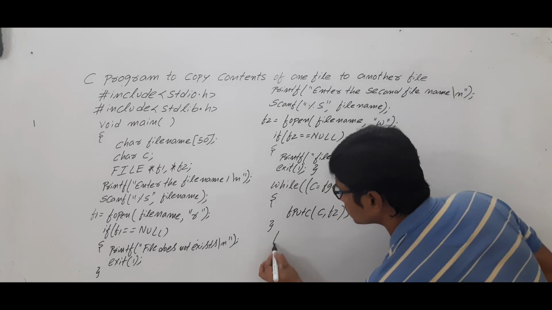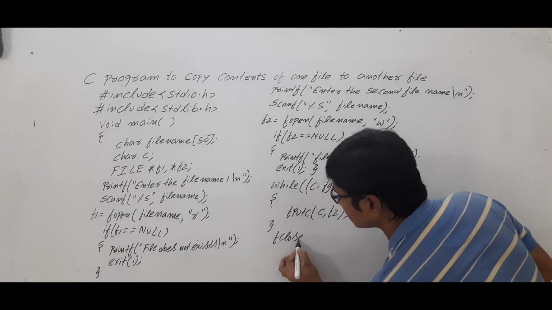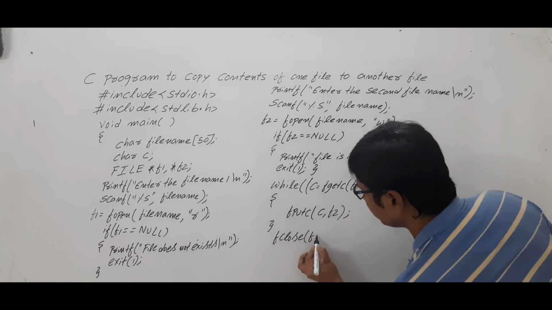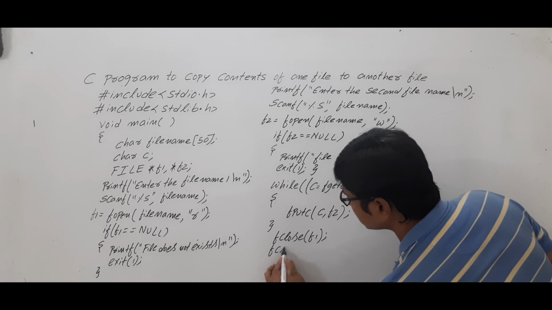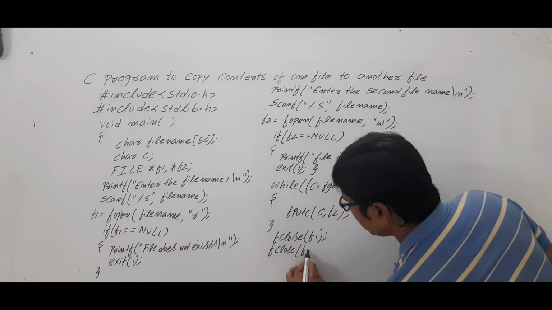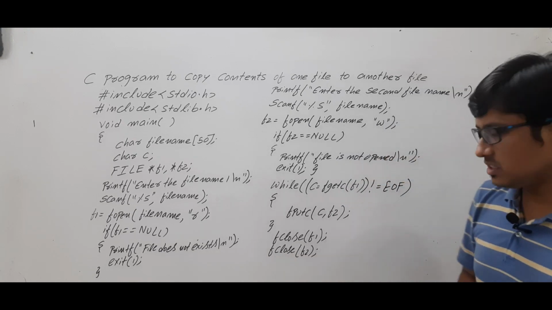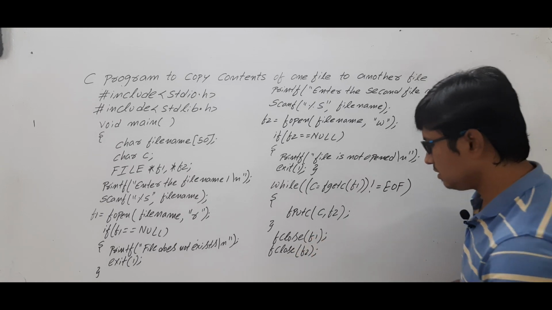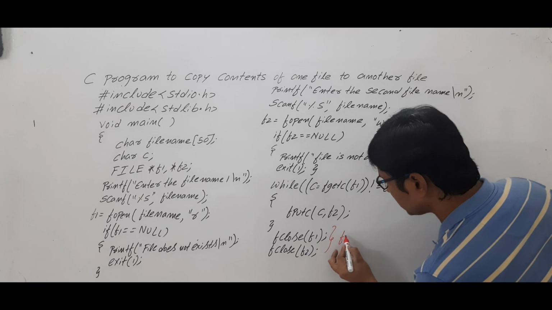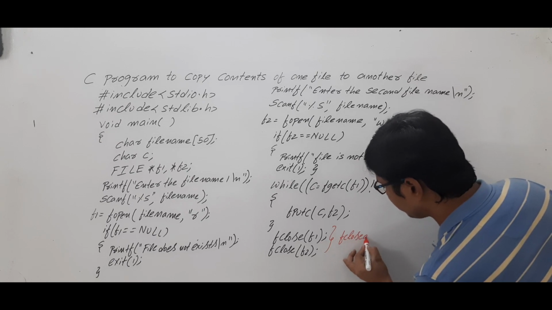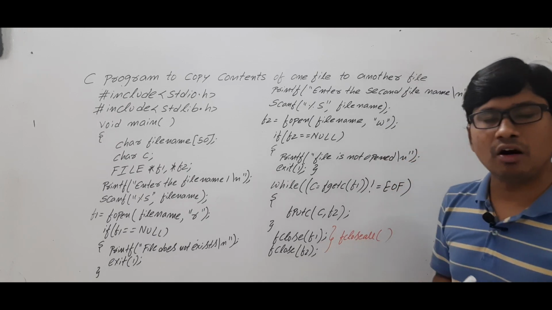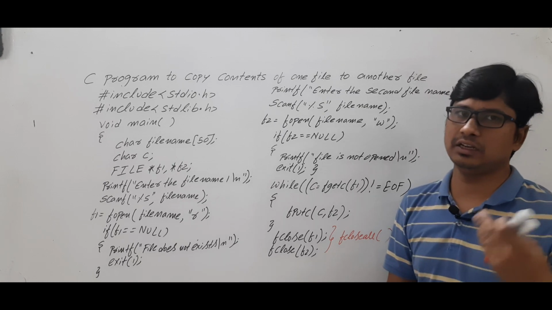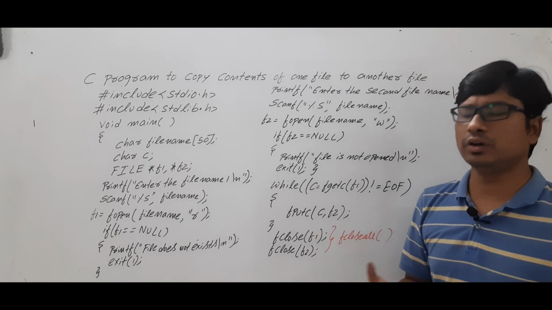Then you need to close the two files. So you need to mention fclose(f1), fclose(f2). If you don't want to mention the fclose function two times, you can replace these two with the fcloseall function. Then it will close all the files which are opened, either they are open in the read mode or write mode or append mode.